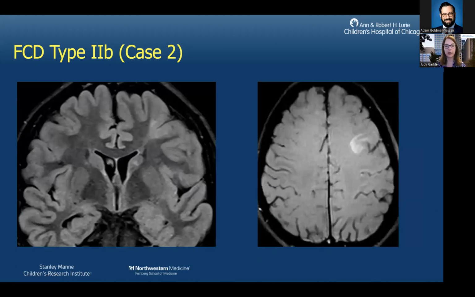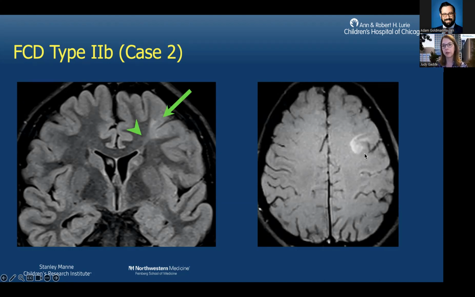Another type 2B, this is again that more common transmantle dysplasia, or you might read in the literature or hear people refer to it as Taylor balloon cell type dysplasia. That's referring to the old classification involving type 2B. So here, again, we can see abnormal T2 FLAIR hyperintensity involving the subcortical white matter of this left frontal lobe. And then we see that typical transmantle dysplasia where it's tapering from the crown of the gyrus to the ipsilateral frontal horn.